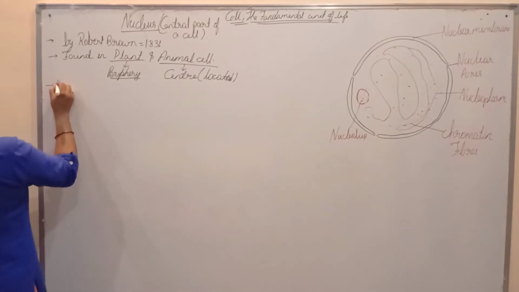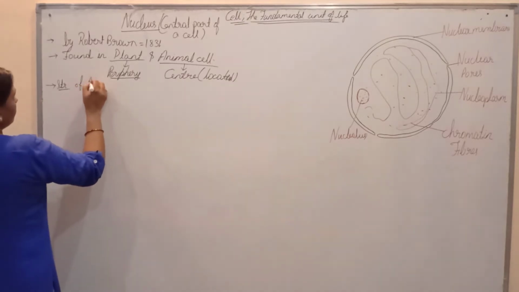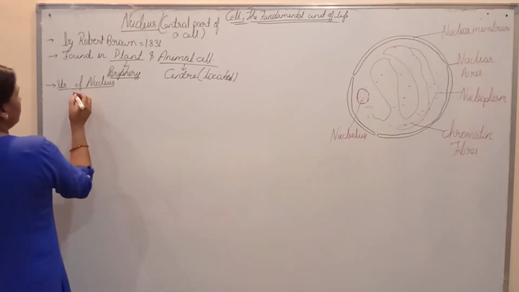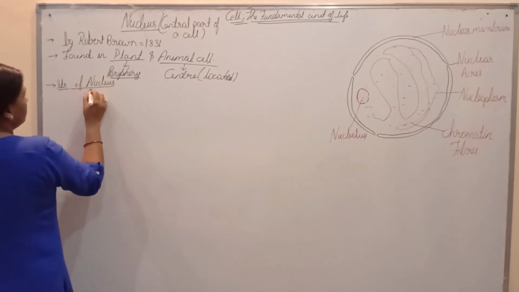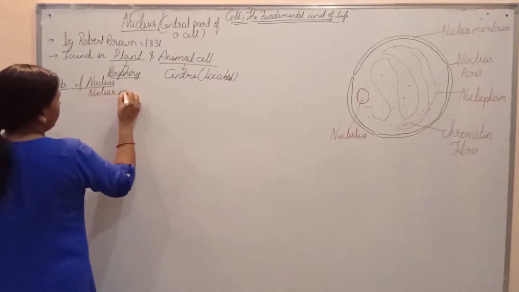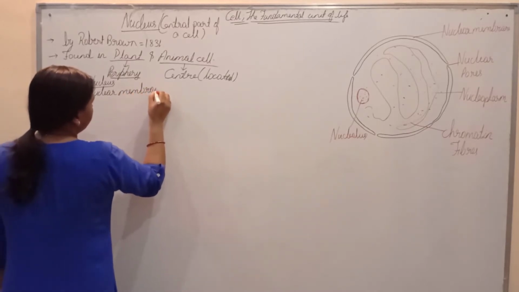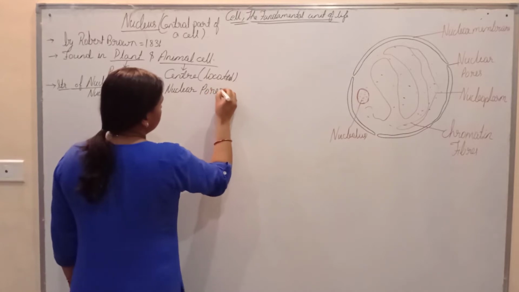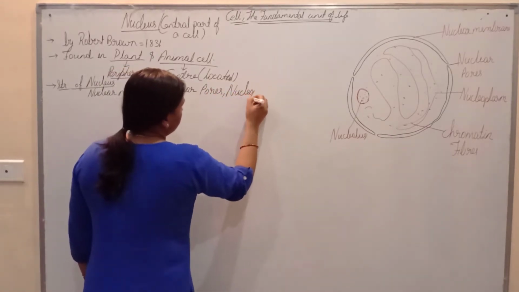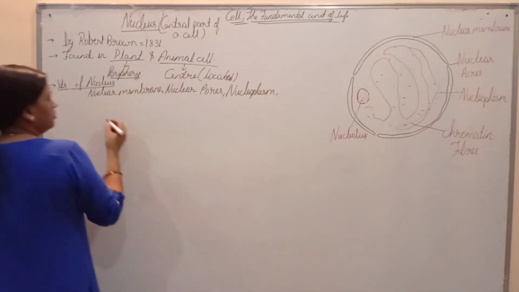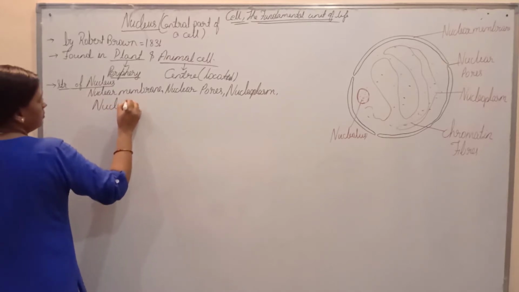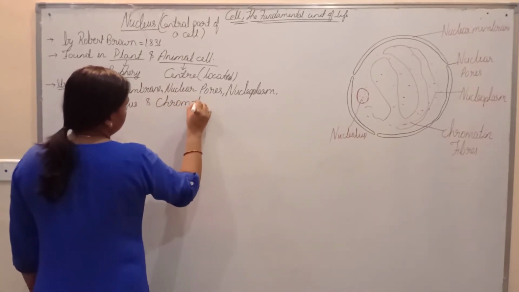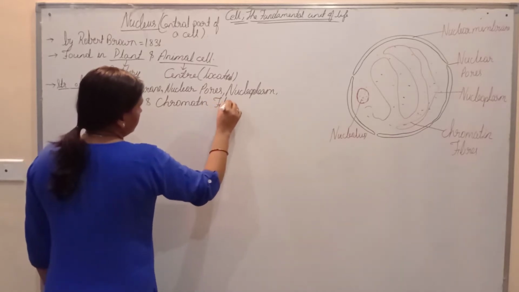Now the structure of the nucleus. It consists of nuclear membrane, nuclear pores, nucleoplasm, nucleolus, and chromatin fibers.